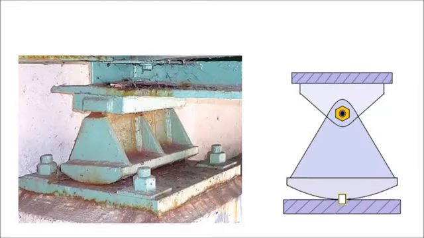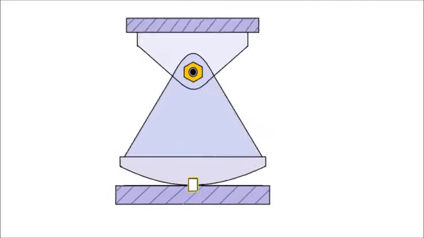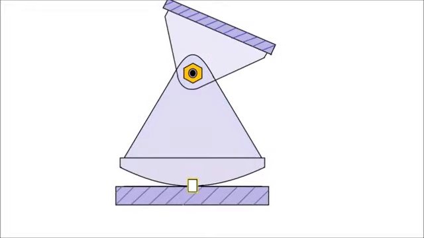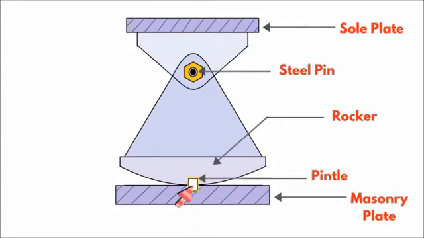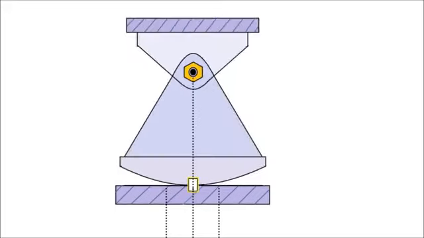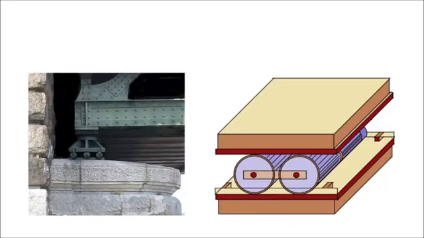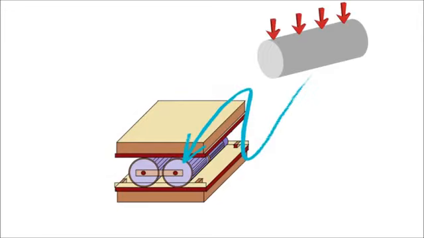Rocker bearings can support high loads, allow translational movement in the longitudinal direction by simply rocking back and forth, and rotational movement in the longitudinal direction by the rotation of the pin attached to it. The pintail is a vertical pin which is driven into the masonry plate at the top that prevents the rocker from sliding instead of rocking. And this is the maximum eccentricity of the rocker bearing. Rocker bearings can be either fabricated without a pin, which is a linear rocker bearing, or with a pin, which is called a pinned rocker bearing.